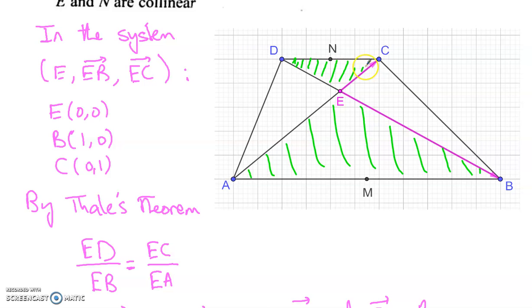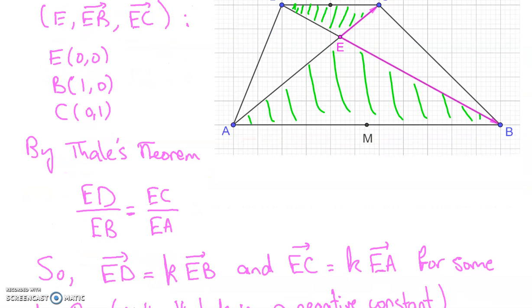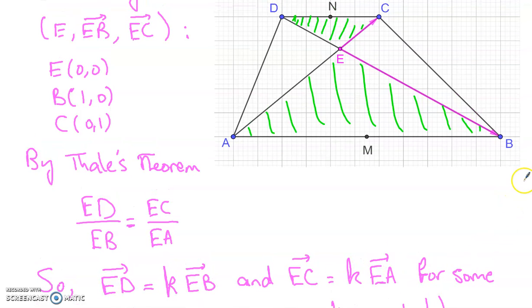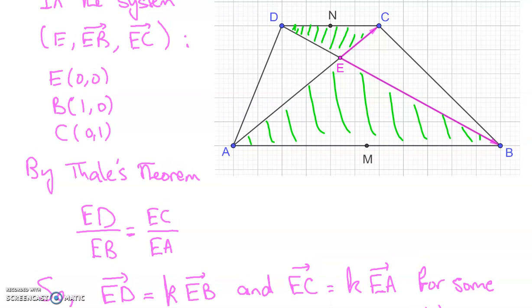Then EC would be equal to the same K times EA, okay? So if I take ED equal KEB, then EC is equal to the same K times EA by Thales' theorem, okay? So this is nothing but Thales' theorem translated into vectors, okay? In other words, if this is confusing to you, you can think of it as such, okay?